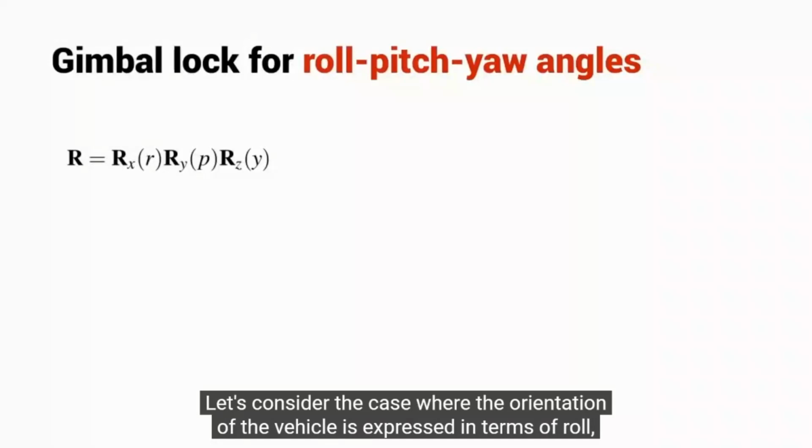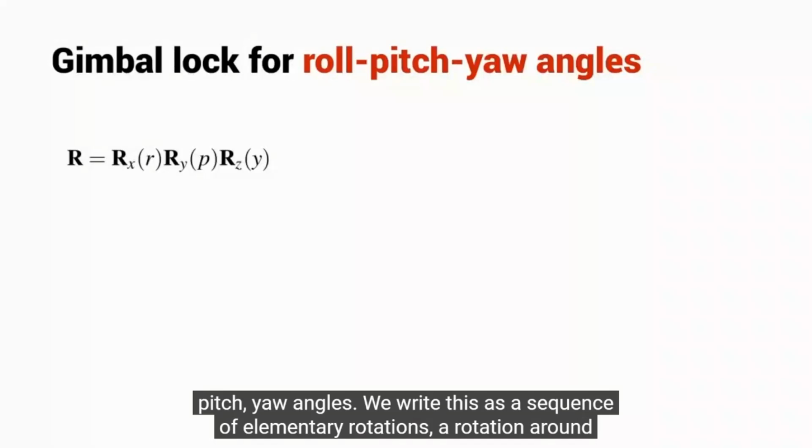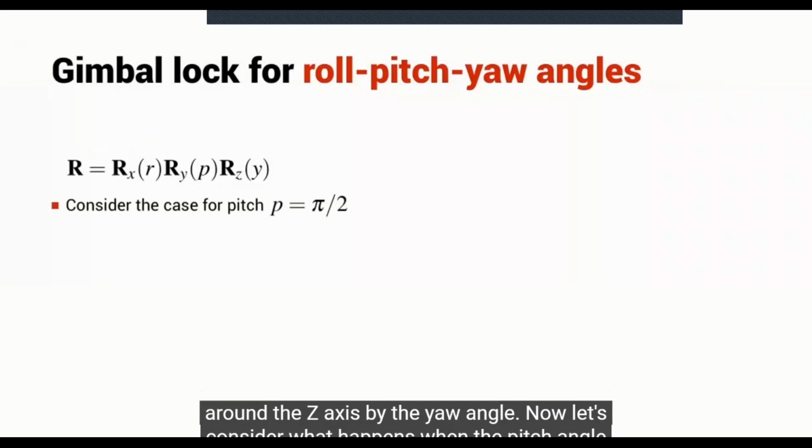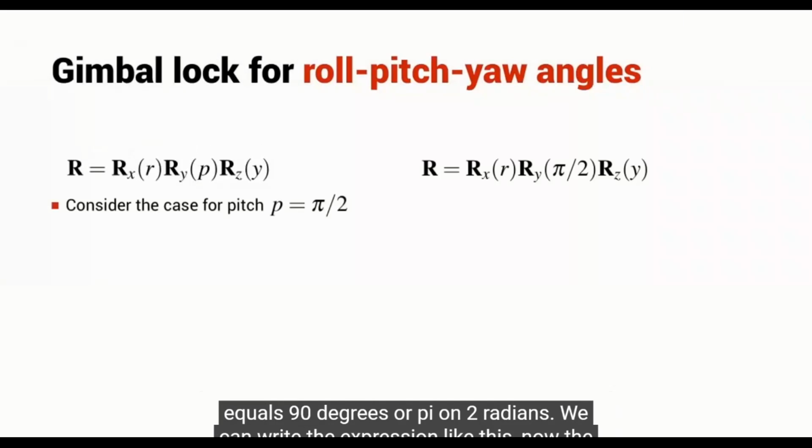Let's consider the case where the orientation of the vehicle is expressed in terms of roll, pitch, yaw angles. We write this as a sequence of elementary rotations: a rotation around the x-axis by the roll angle, a rotation around the y-axis by the pitch angle, and a rotation around the z-axis by the yaw angle. Now let's consider what happens when the pitch angle equals 90 degrees, or pi on 2 radians. We can write the expression like this.